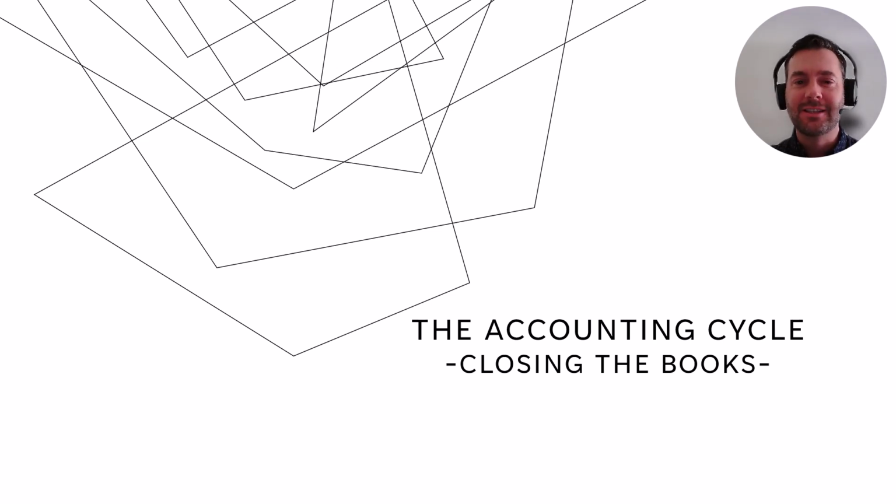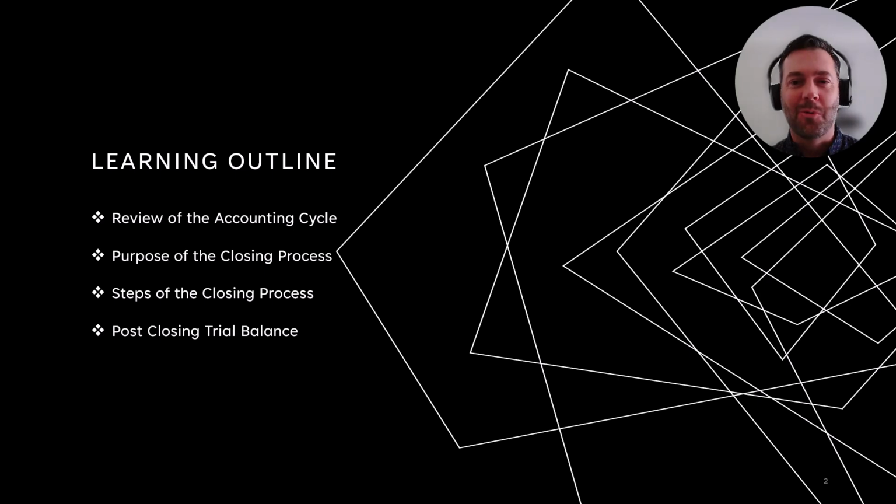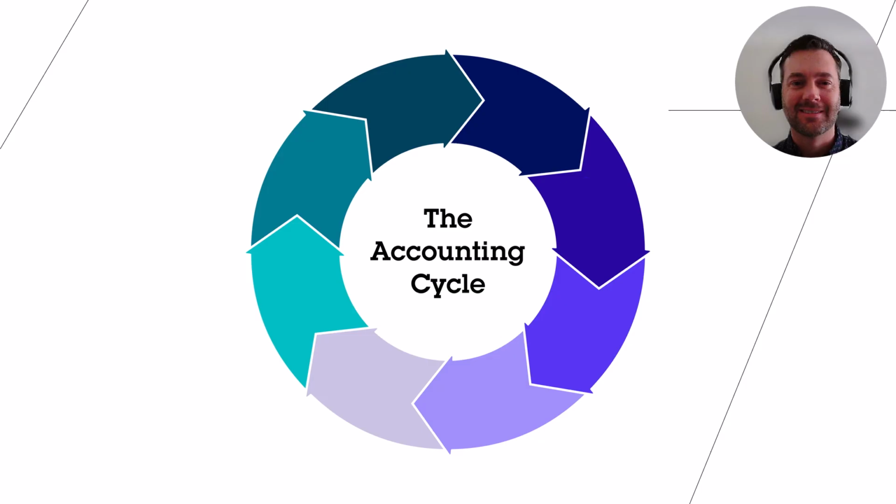Today, we're going to continue to talk about the accounting cycle. We've gone through all the steps of the accounting cycle, and we're finally ready to do the very last step, which is closing the books. So, what are we going to be learning about? First of all, we're going to review the accounting cycle, talk about the purpose of the closing process, the steps of the closing process, and the post-closing trial balance.